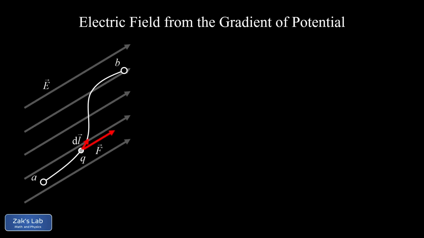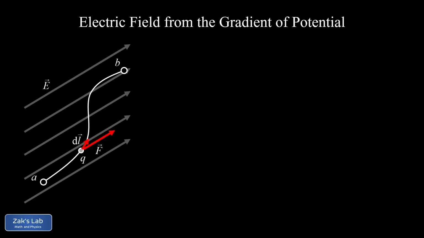In this video, we're learning how to compute the electric field from the gradient of the potential function. So we need a little bit of background on energy concepts. And in our picture, what we're looking at is a charge of plus Q moving from an initial point of A to a final point of B.